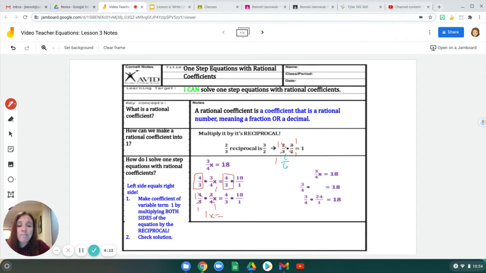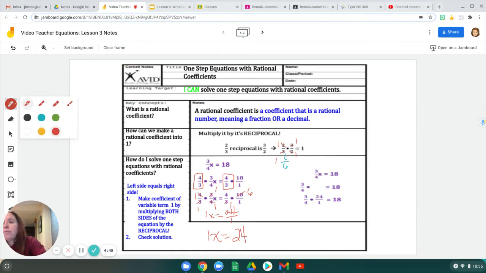Now on the right side, I have 4/3 times 18/1. 4 and 1, you can't cross simplify. They have no factors in common, but 3 and 18 do. You can divide by 3. 3 divided by 3 is 1. 18 divided by 3 is 6. So now I have 6 times 4 is 24, and 1 times 1 is 1. So I have 1x equals 24/1. I'm going to change that to 1x equals 24 and just write it as the whole number.